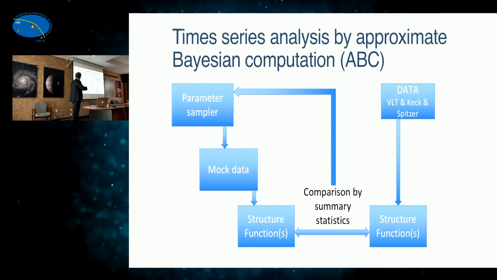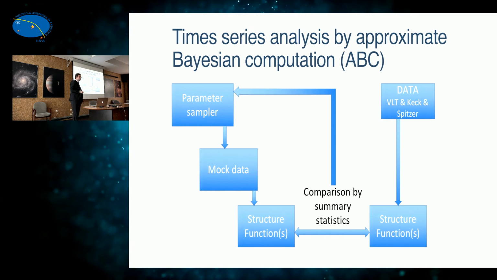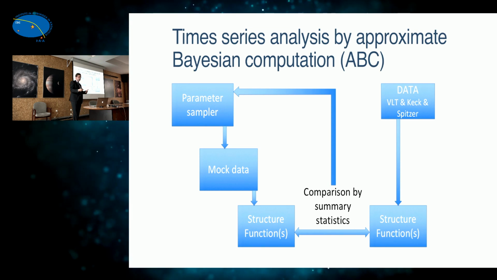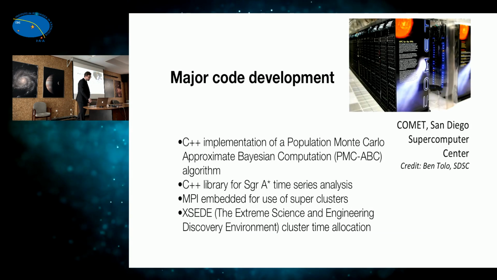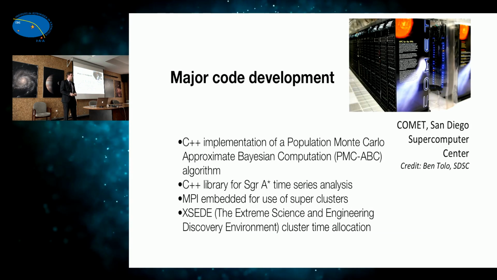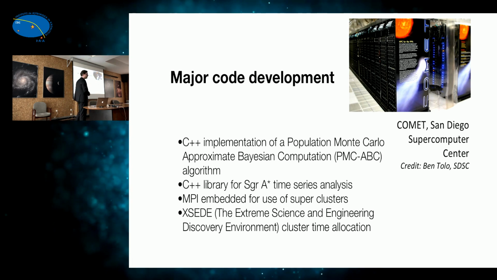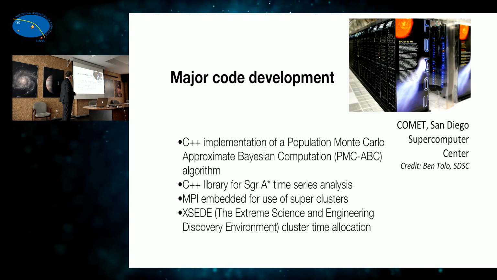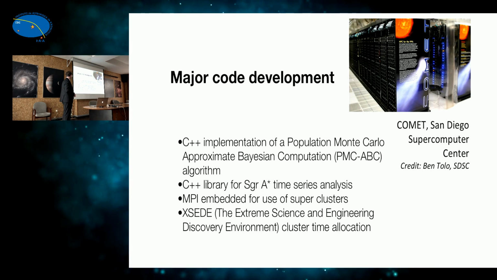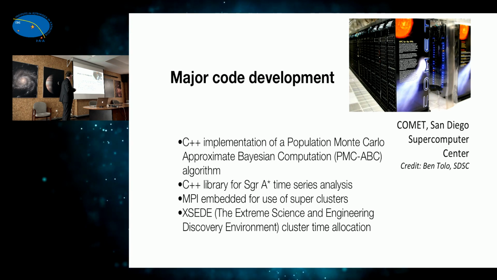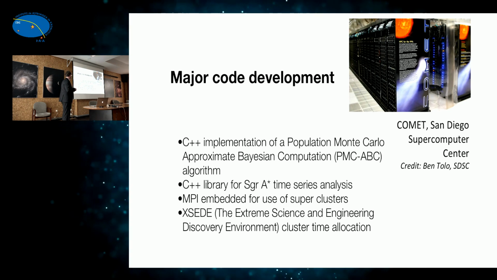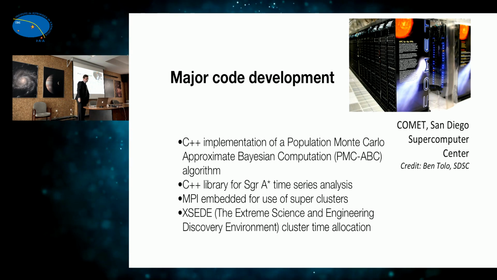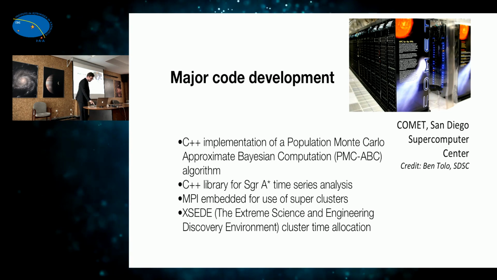This information is fed back to the parameter sampler, and it will approximate the Bayesian posterior for the parameters that you input. This required major code development. We had at the end to do something like 10 to 20 billion Fourier transforms of significant length. And so we were forced to go to a supercomputer. In this case, we used, via the XSEDE environment of the NSF, the Comet computer in San Diego and could actually do these computations.